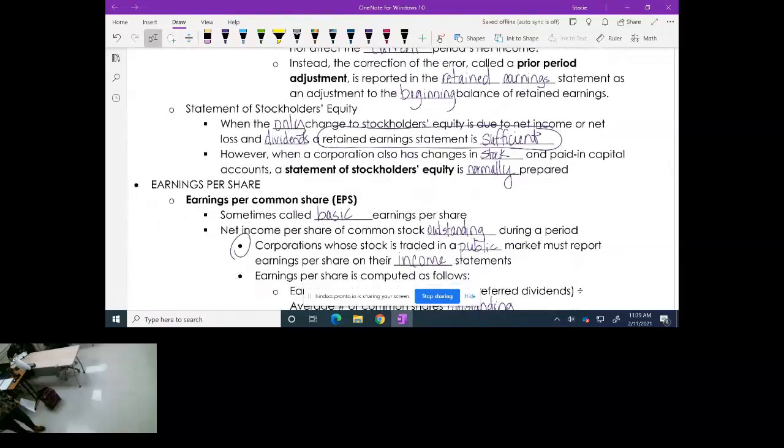Statement of stockholders' equity. We're going to use that statement when there are changes in stock and your paid-in capital, along with dividends and net income and all that kind of stuff, because it's more to report. So the statement of stockholders' equity is a more detailed report. Now, if you only have net income and dividends, if you don't have any stock sales or anything like that, you can do a retained earnings statement. It's a lot shorter. So you hope that there's not a lot of that if you're the one preparing this stuff.